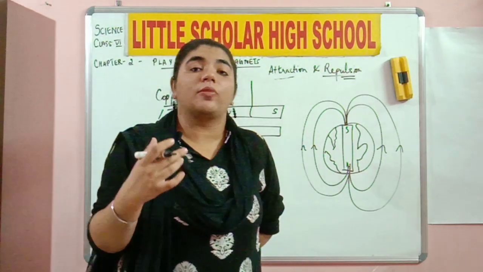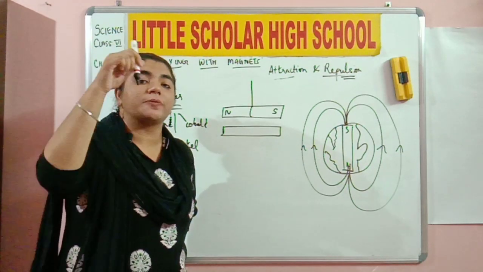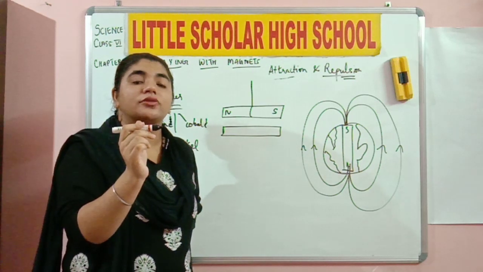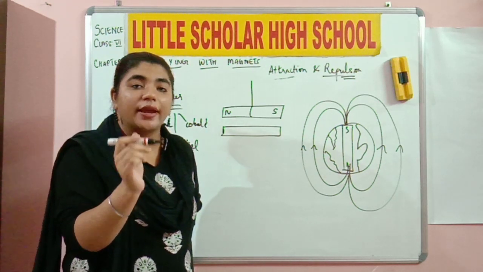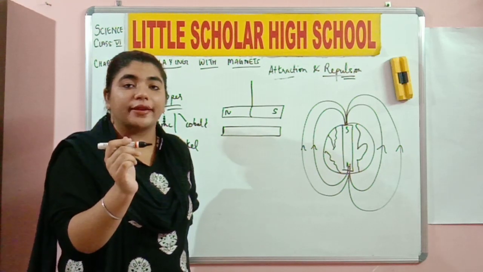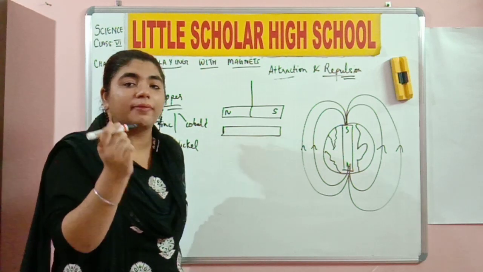Now we were discussing the directional property. What was the directional property? If I suspend a bar magnet from a certain position, the bar magnet is going to come to rest in the north-south direction. Whenever the bar magnet comes to rest in the north-south direction, that property is called the directional property of the bar magnet.